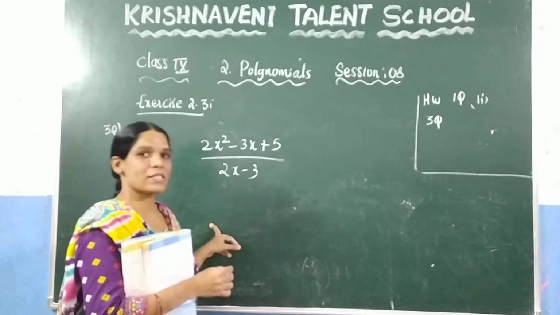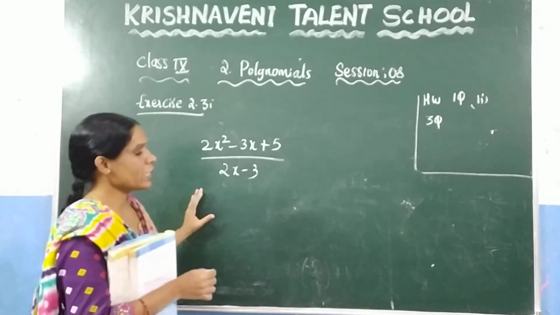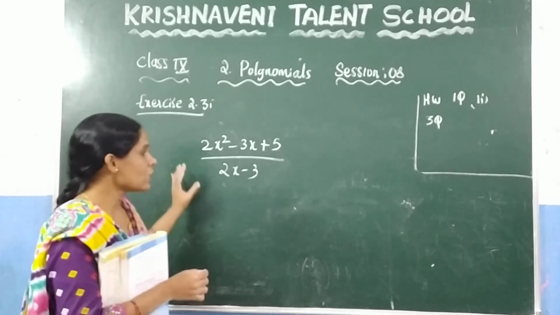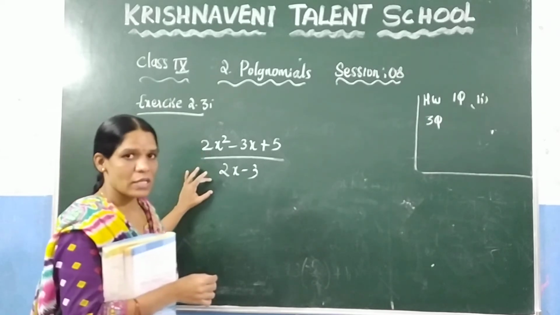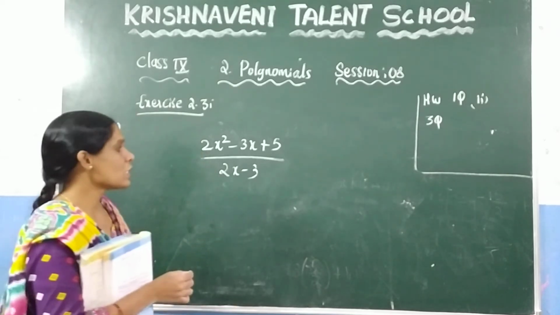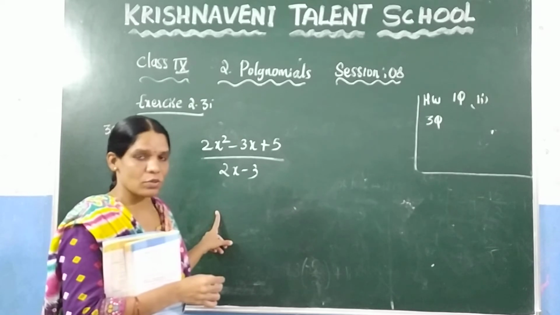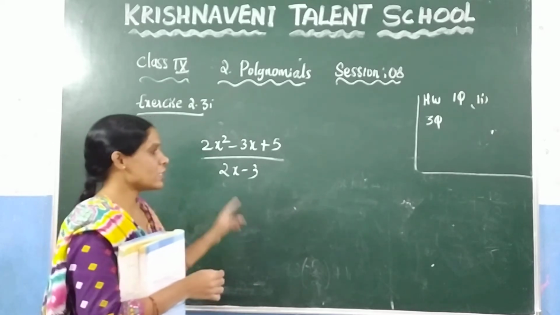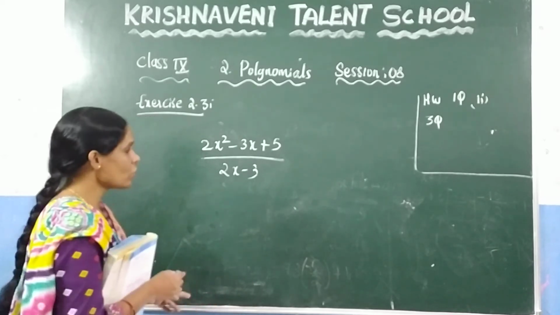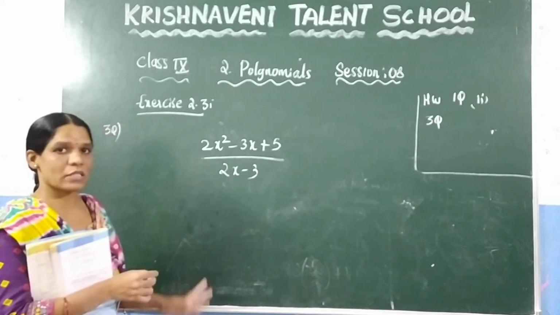What is meant by divides exactly is nothing but if you are getting the remainder as 0, we can say that this polynomial divides this polynomial exactly, otherwise it is not. That means you need to find the remainder as 0. If it is 0, we can say that it divides exactly, otherwise it is not. Now, you need to find the remainder by using the remainder theorem.